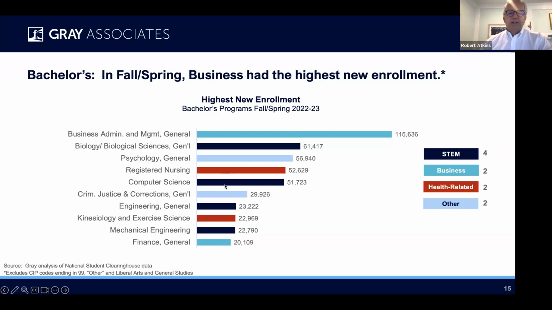Computer science in the STEM fields, engineering and mechanical engineering all make the top 10. Computer science has really been a winner here recently, though it's getting cannibalized to some extent by cybersecurity, but still one of the larger programs out there and still growing.